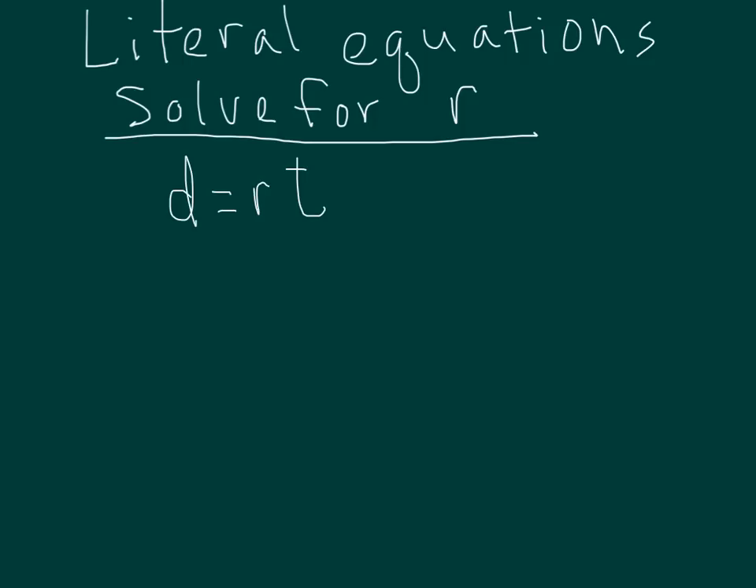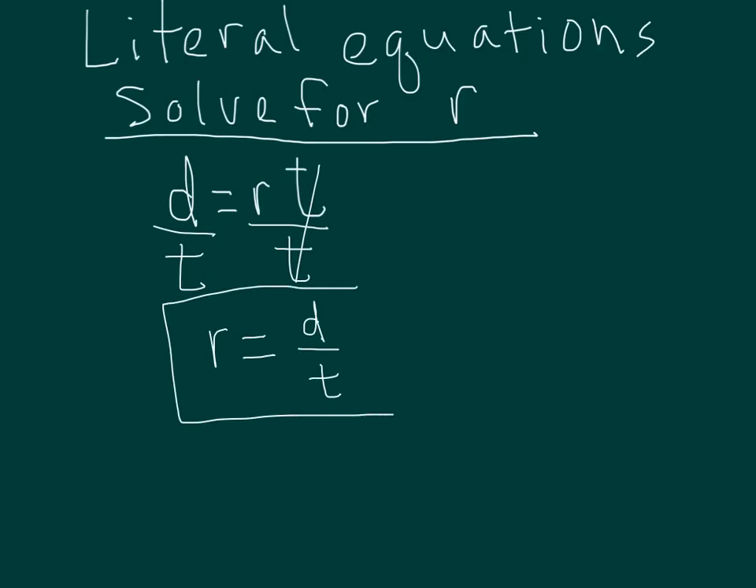You want to solve for r, so what we're going to do is get rid of this t right here. So let's divide both sides by t, and we'll get rid of that. So the solution is r equals d over t. That's all you have to do. The equation is now solved for r. Please make sure you copy this all down in box 1.